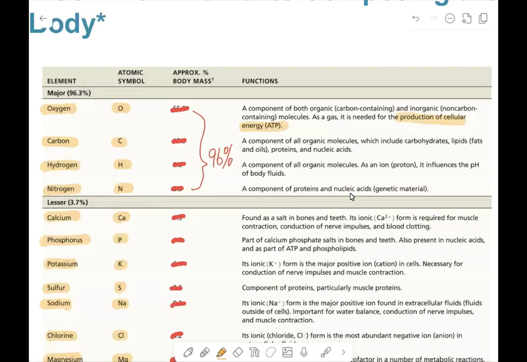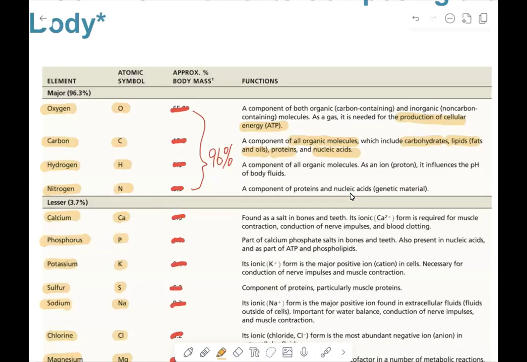Carbon is kind of the backbone of all organic molecules. In fact, the word organic means that it contains carbon. So carbon is the basis of carbohydrates, lipids, which are fats and oils, proteins, and nucleic acids. And we're going to talk a lot about that this chapter. Those are the four main macromolecules in the human body.